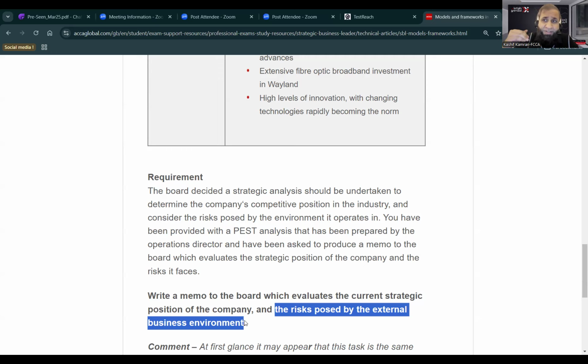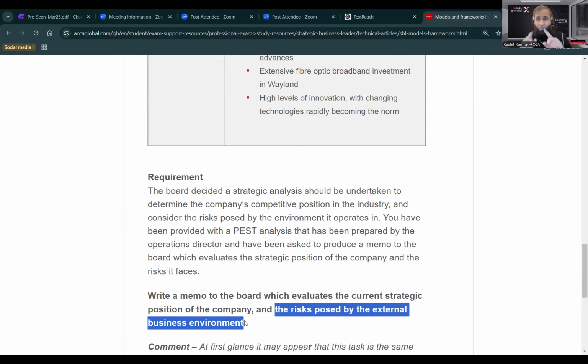But when you evaluate the current strategic position, where will you get it? You will need to read the information given to you in the exhibit about strengths and weaknesses, or the strengths and weaknesses could come from the pre-seen information. You might have read the pre-seen and you know, okay, these are the strengths and these are the weaknesses. So you will write about the strengths and weaknesses. So is 100% of the answer coming from PEST? Agree or disagree? No. PEST is opportunities and threats.